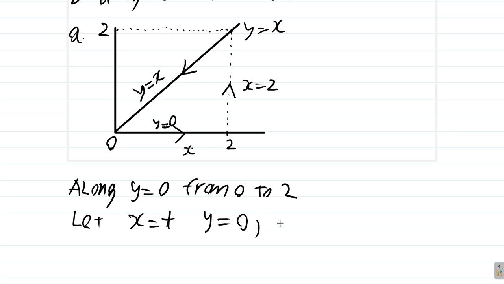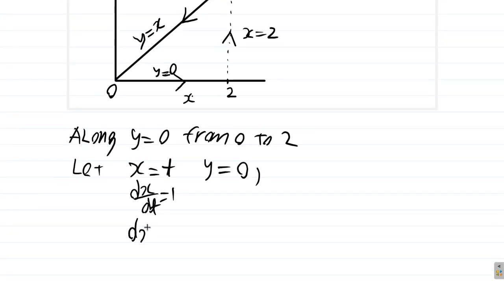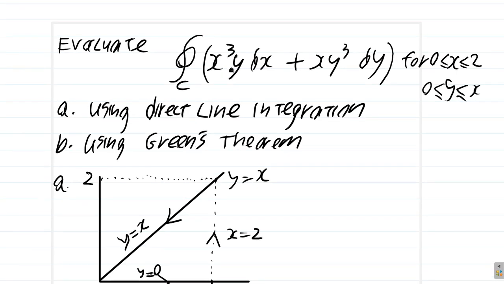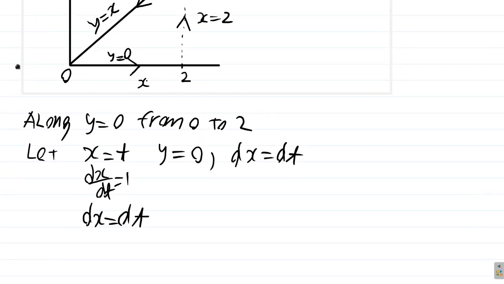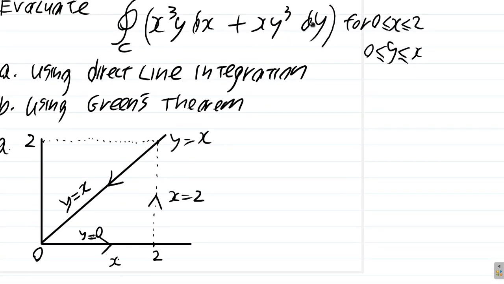Now, you want dx in terms of t. If you do dx by dt, you're going to get 1. So what that means is that dx is equal to dt. So let's write this down. Dx equals dt. So you're going to look at dx and change it to dt later on. So the change in x is the same as change in t. Now what is dy? You need to know what dy is, right? Because we have it right here.